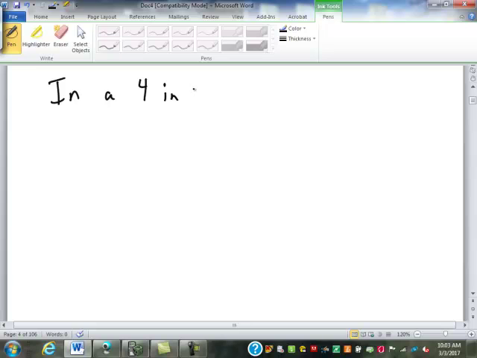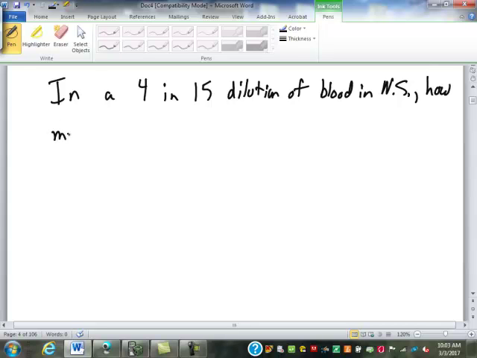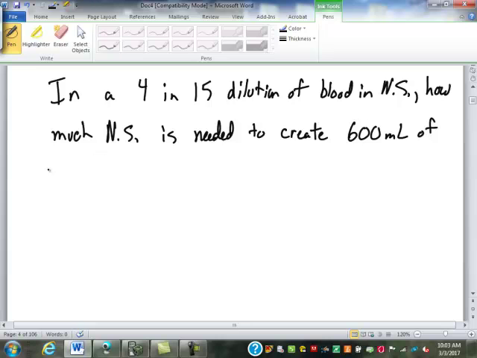Now let's say we have a 4 in 15 dilution of blood in water again. How much water, NS, is needed to create 600 milliliters of solution?